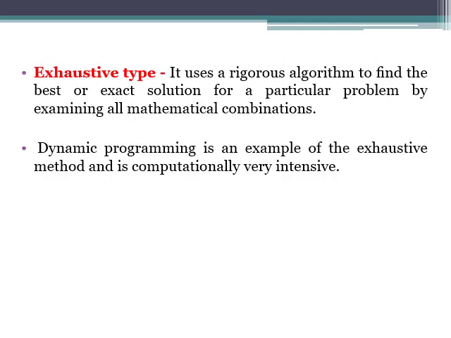Now this dynamic programming method is called an exhaustive type of algorithm because it uses a rigorous mathematical calculation to find the best or exact solution for the particular problem by examining all mathematical combinations. And dynamic programming is an example of this exhaustive method, and it is computationally very extensive. It will take a lot of time for the computer to perform this type of alignment.